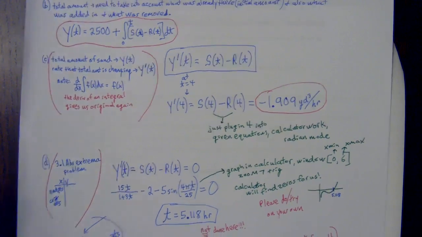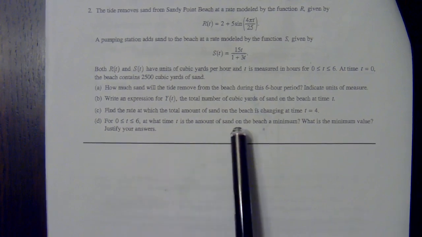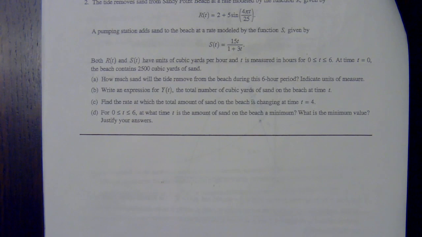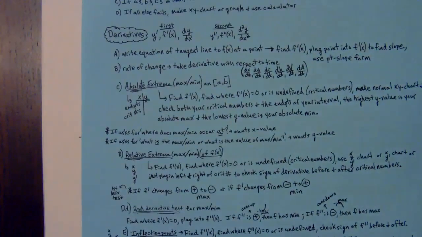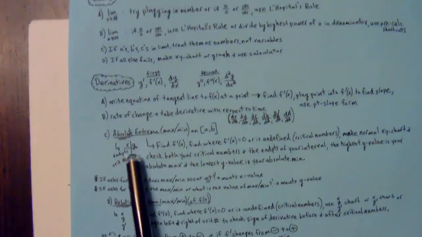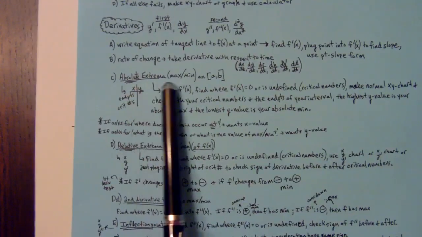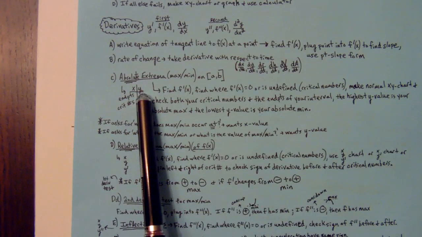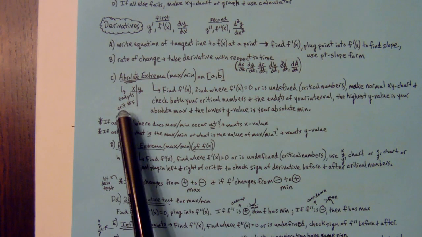Letter D gives you a closed interval, and asks when the amount of sand on the beach is a minimum. Anytime you see a maximum or minimum problem that gives you a closed interval, what they mean for us to do is a 3.1 absolute extrema problem. If you look at your blue calculus summary packet, an absolute extrema problem is when you make a normal XY chart, and on that chart you check the endpoints of your interval and your critical numbers, right?